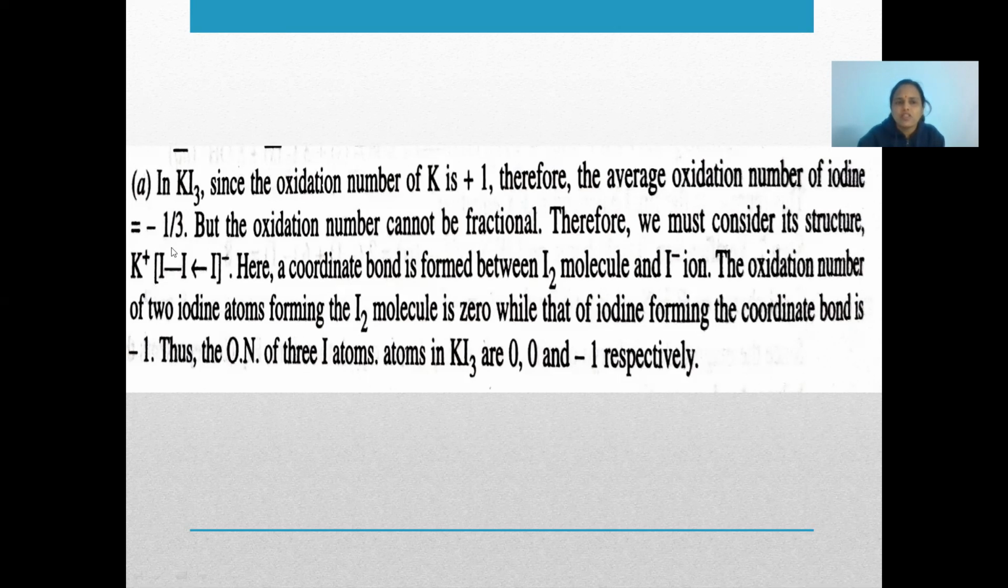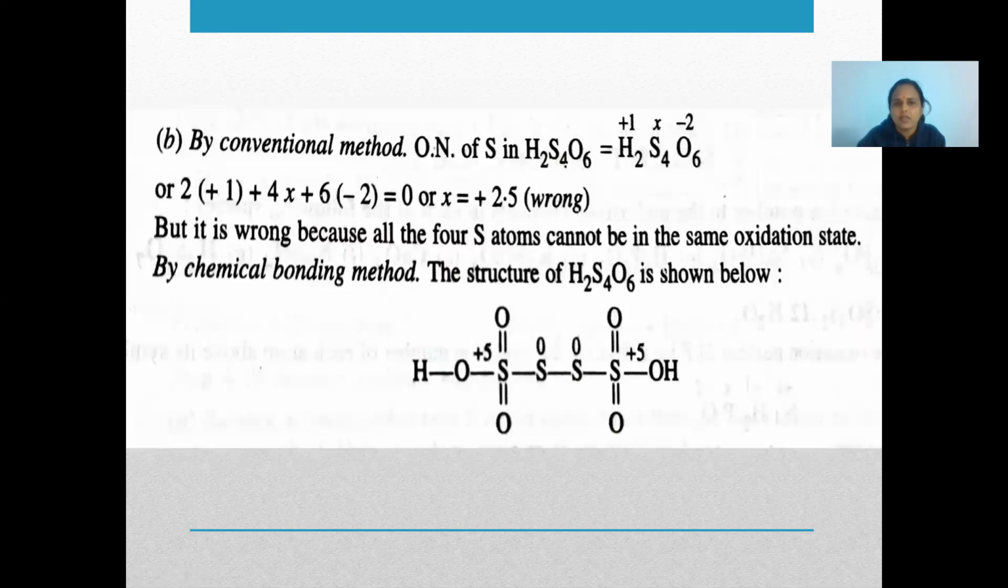But when you draw the structure, you come to know that the iodine molecule has 0 oxidation state, and I- is present here in the -1 oxidation state. So this is the paradox of fractional oxidation number. Look at the second question.